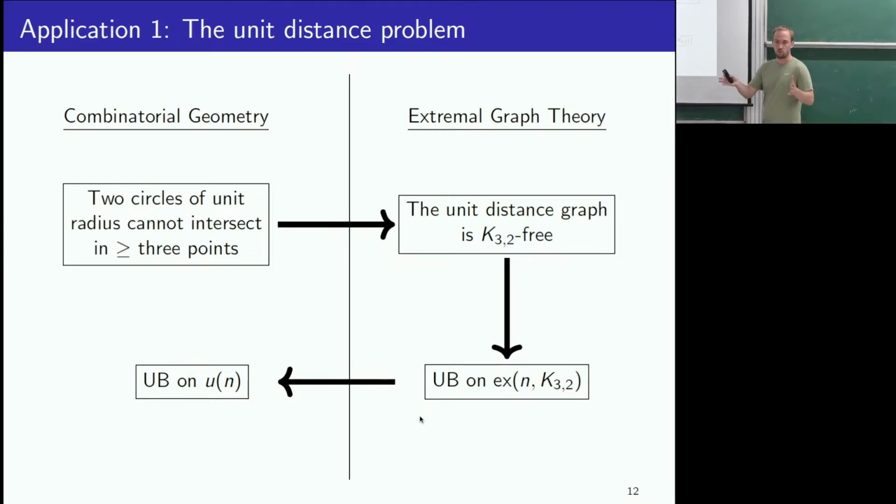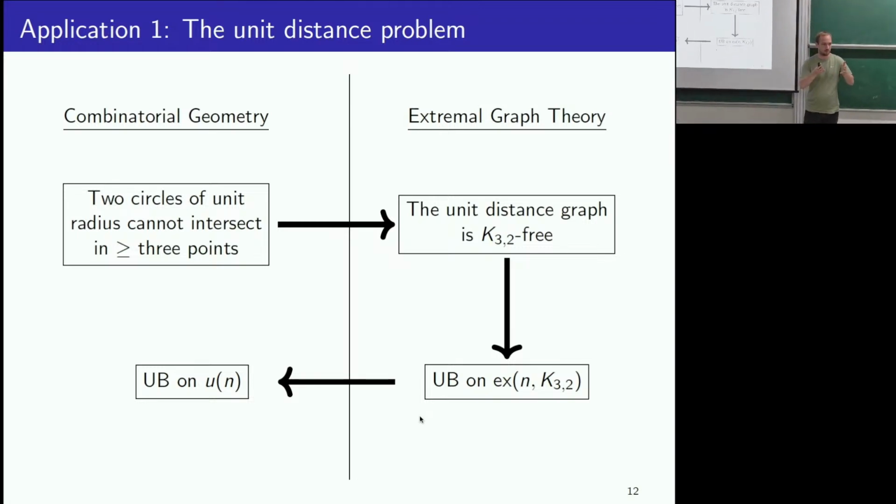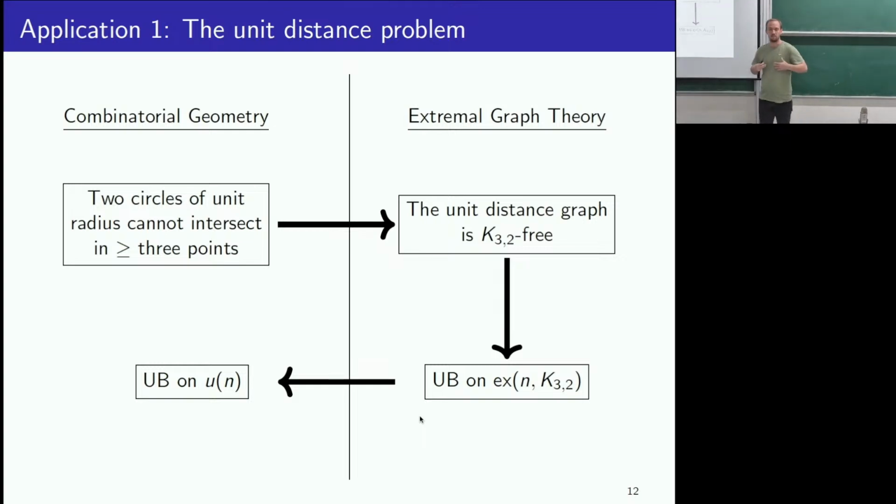I see this as 2 worlds. We have a combinatorial geometry world where the question is being asked, and then we have this graph theory world. And I'm very familiar in this graph theory world, but not so much in the combinatorial geometry world. And the common theme is going to be that all the work will be done on the graph theory side.